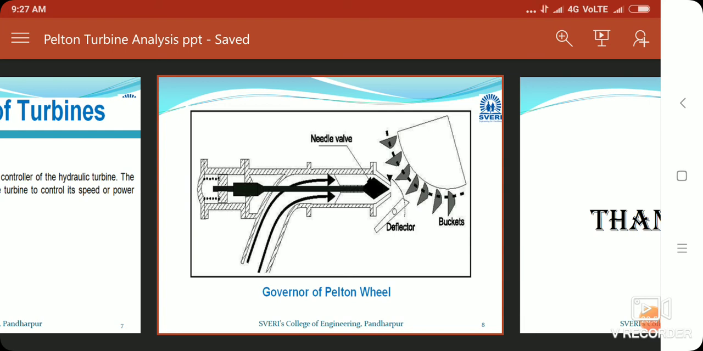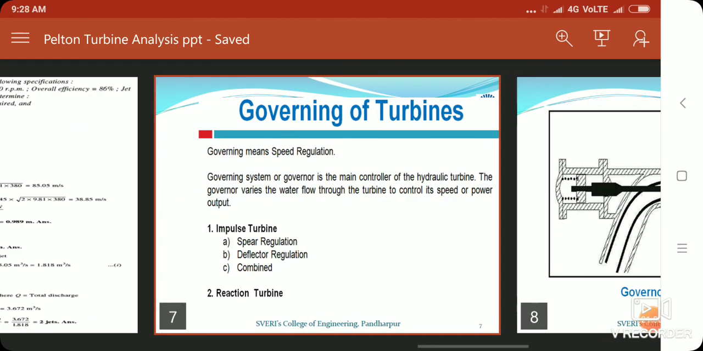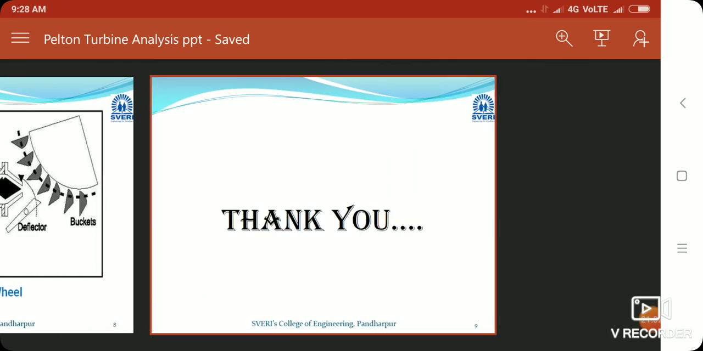If discharge is less, definitely power is going to be less, and turbine speed is also going to depend on that. So discharge can be controlled with the help of spear regulation, deflector regulation, and combined regulation.